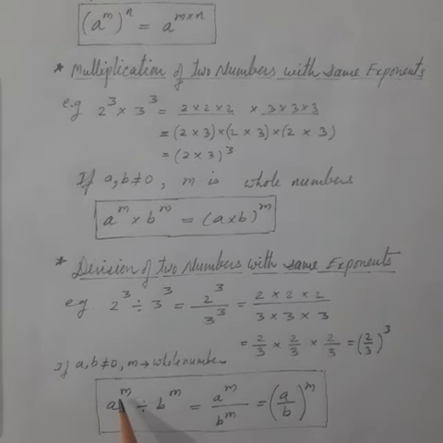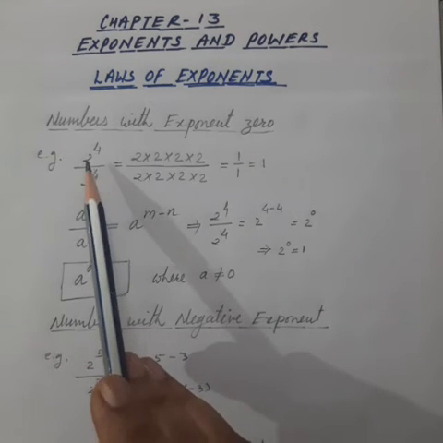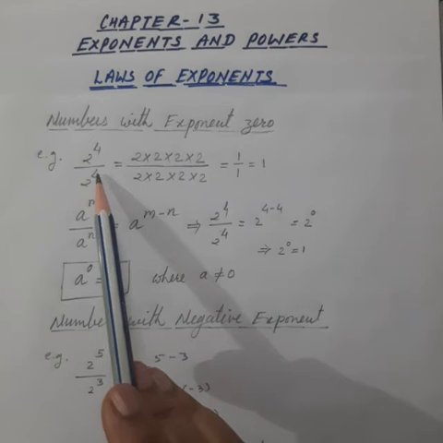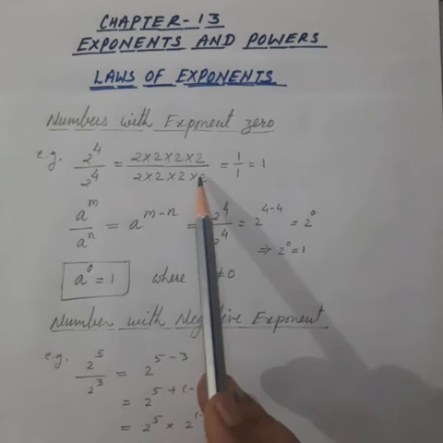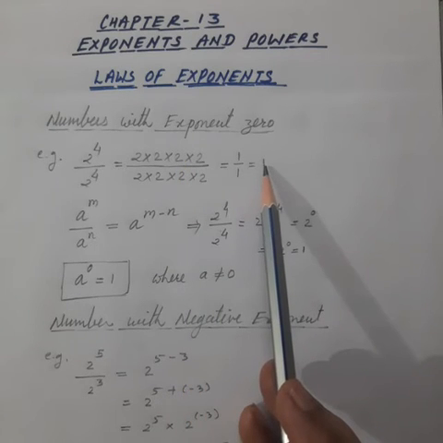So we get the rule. If a and b are different bases, non-zero integers, and m is the same power, we can take the power common. Numbers with exponent 0. In this division, the base of both the numbers is the same, and the powers are also the same. So in division, all the common factors from numerator and denominator get cancelled and we get the value 1.